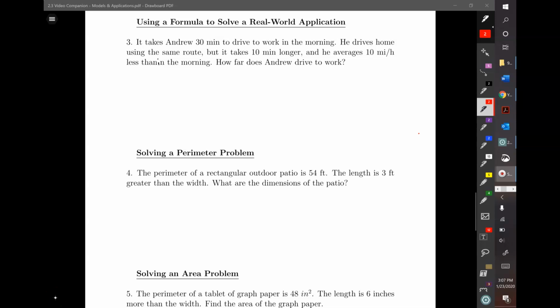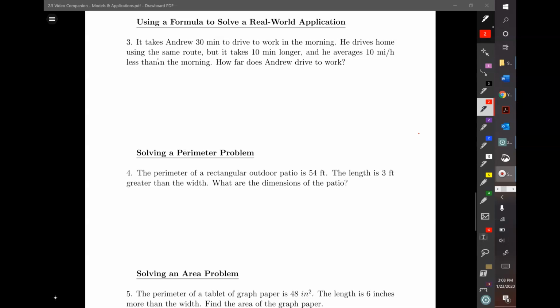Okay, this video covers 2.3 and it's part 3, using a formula to solve a real-world application. Number 3, it takes Andrew 30 minutes to drive to work in the morning. He drives home using the same route, but it takes 10 minutes longer. He averages 10 miles per hour less than in the morning. How far does Andrew drive to work?